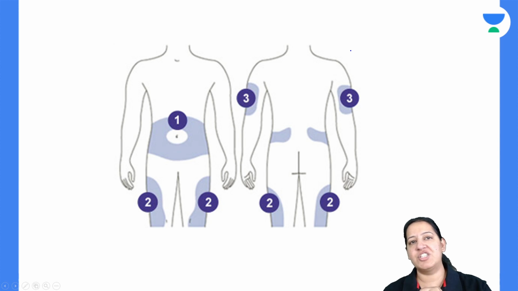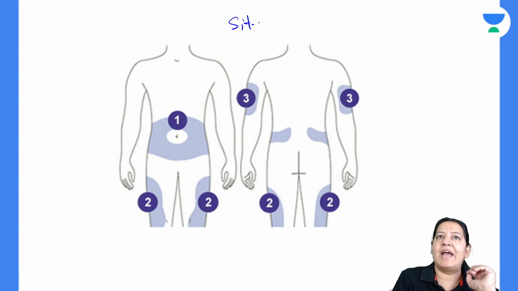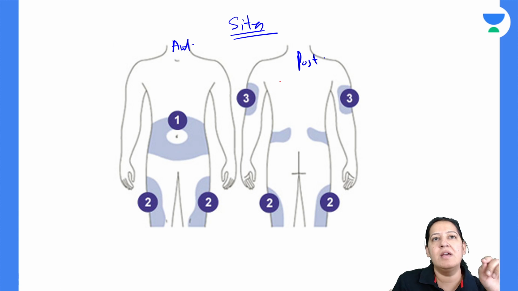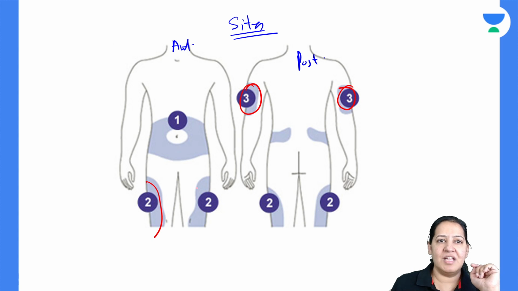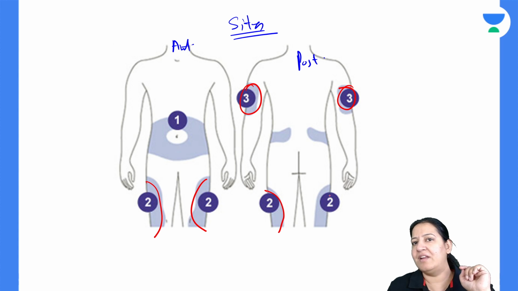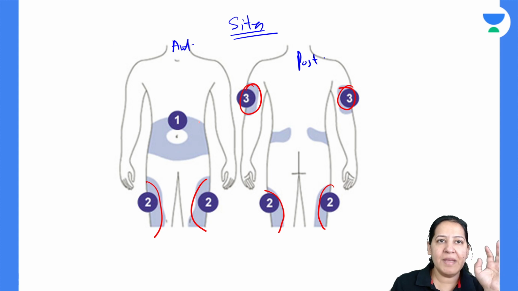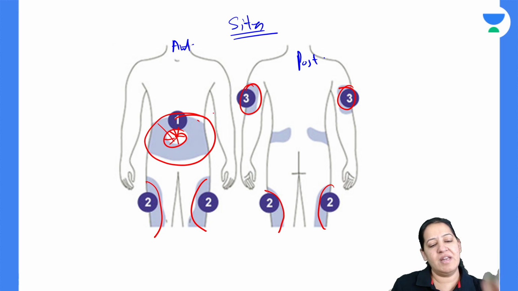Now tell me the site. Where to give the insulin? Sites. Where are the sites? This is the anterior of the body. This is the posterior of the body. So name the sites where it can be given. It can be given on the arms, number 1. It can be given in the thigh, lateral aspect of the thigh, anteriorly also, posteriorly also. And this is the umbilicus, leave a border of 2 centimeter, it can be given in the entire abdomen, leaving a border of 2 centimeter.